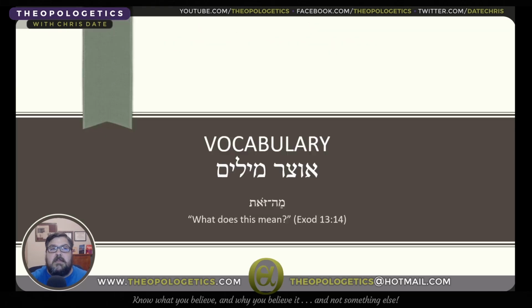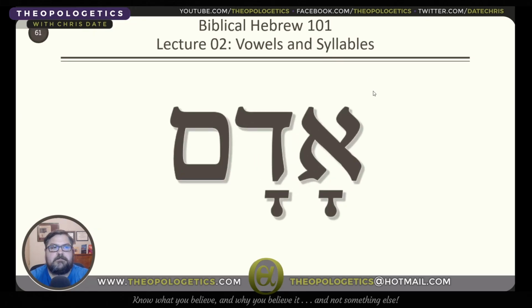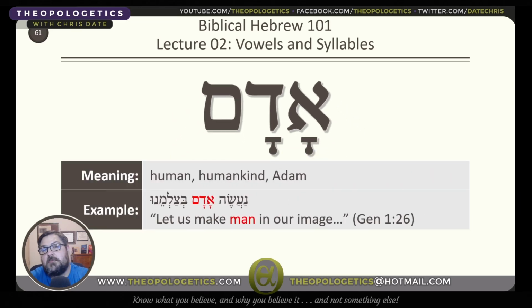Now let's go through the vocabulary that your textbook asks you to learn in this lesson. We're going to go through these vocabulary words in the same order in which they're presented at the end of Chapter 3 in Basics of Biblical Hebrew, which is alphabetical order. Beginning with Adam. This word means human, not man specifically, but human, or humanity, or humankind in general, or the first man, Adam. So this is Adam.